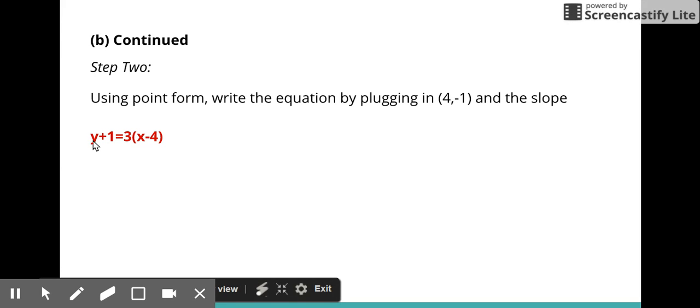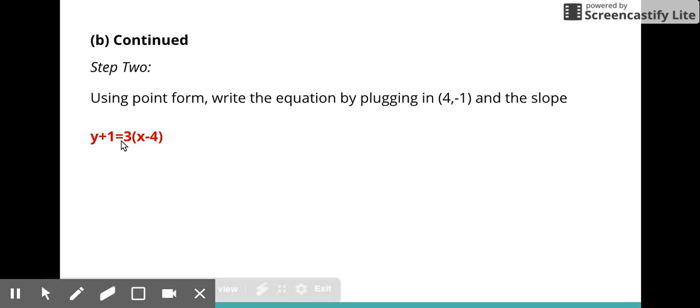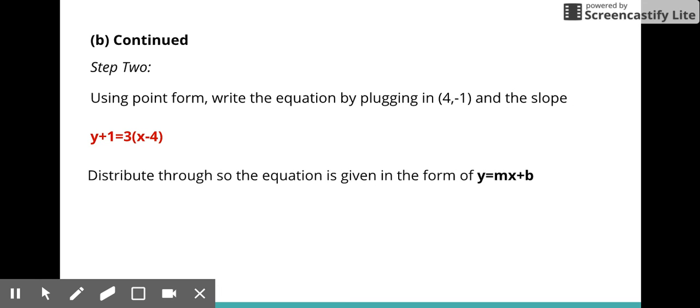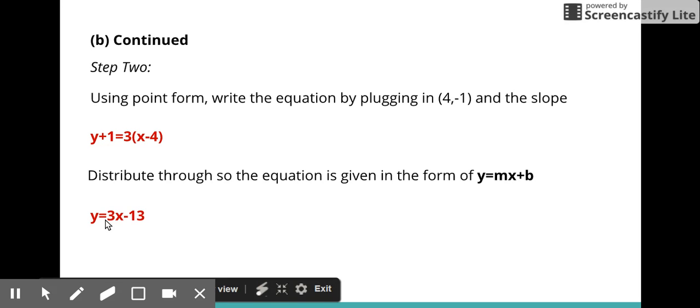So using the point-slope form, we're going to use our ordered pair, (4, -1), and the slope that we just found, 3, and that's going to be y plus 1 equals 3 multiplied by x minus 4. Now, some people like to give this in the form of y equals mx plus b. You can do that also. In order to do that, you're going to distribute through so the equation is given in the form y equals mx plus b. You're going to have y equals 3x minus 13.